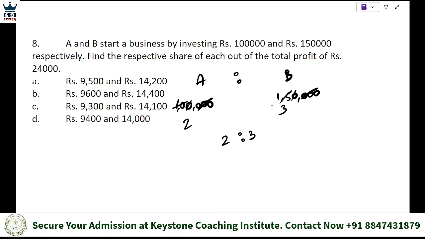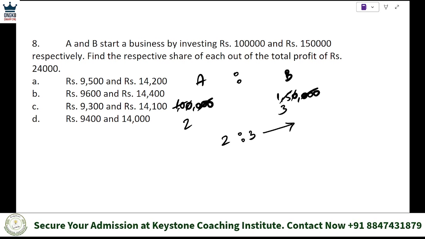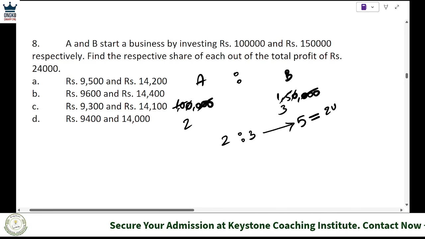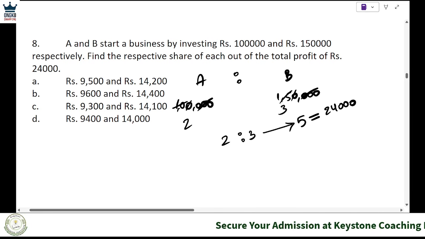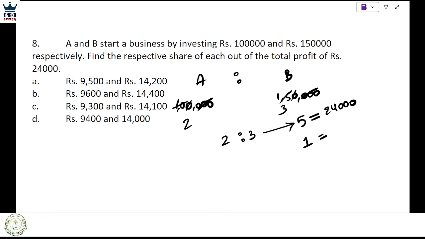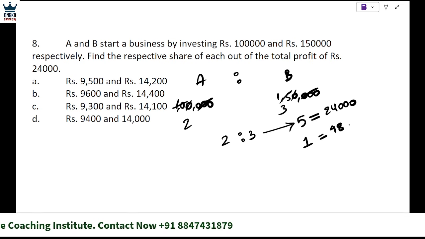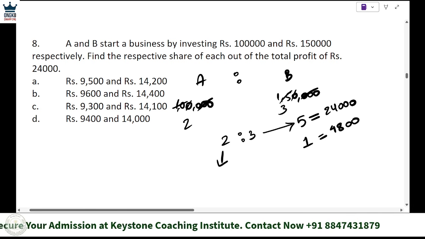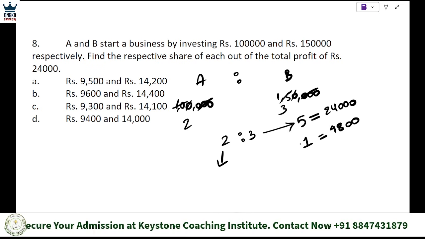The money is 24,000. So the total of 2:3 is 5 parts. This 5 is equivalent to 24,000. So to find one part, we will divide by 5. That means 5 4s are 20, 5 8s are 40, and we'll have 20 here. So one part is 4,800.